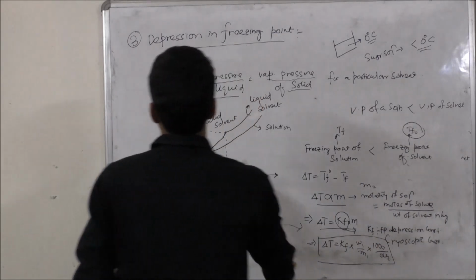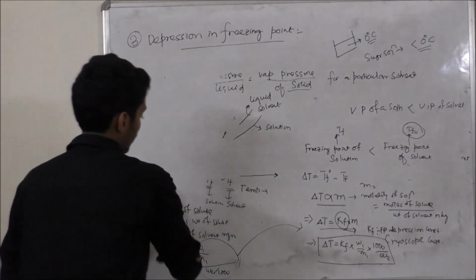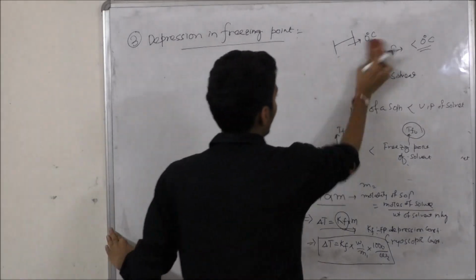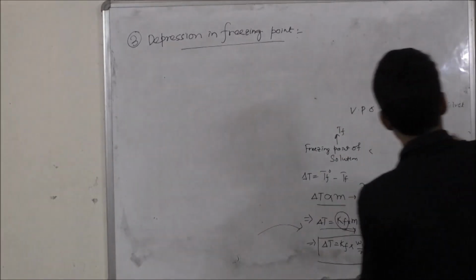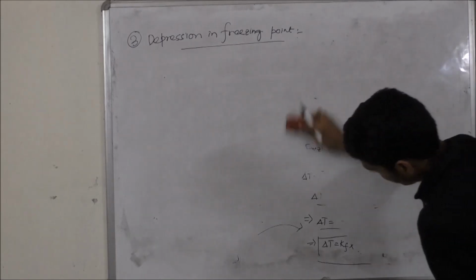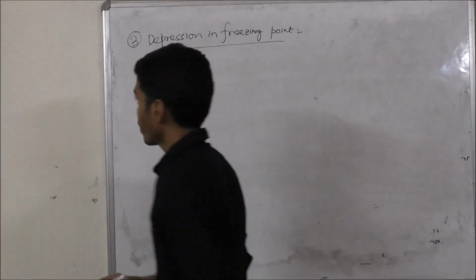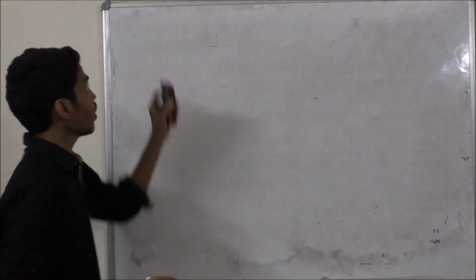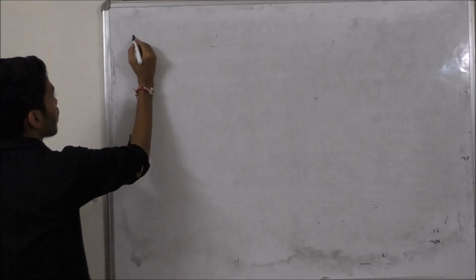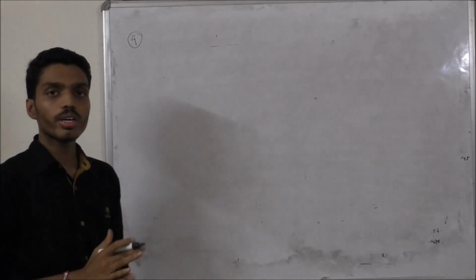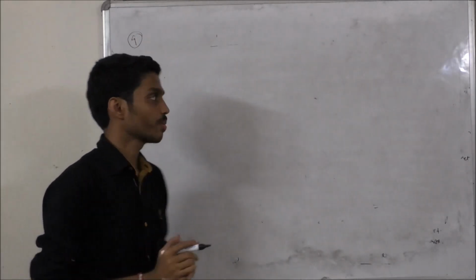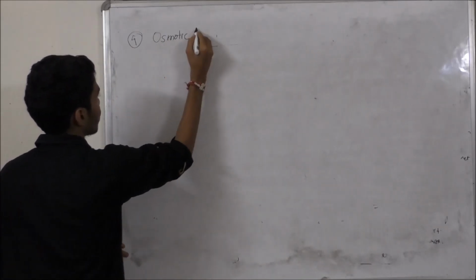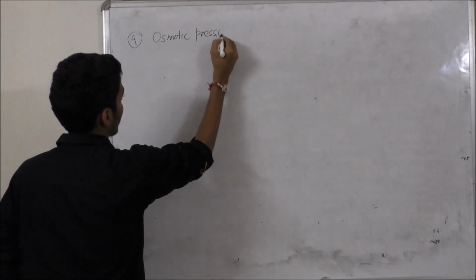Okay. So now let's discuss the fourth colligative property. What is the fourth colligative property? Osmotic pressure.